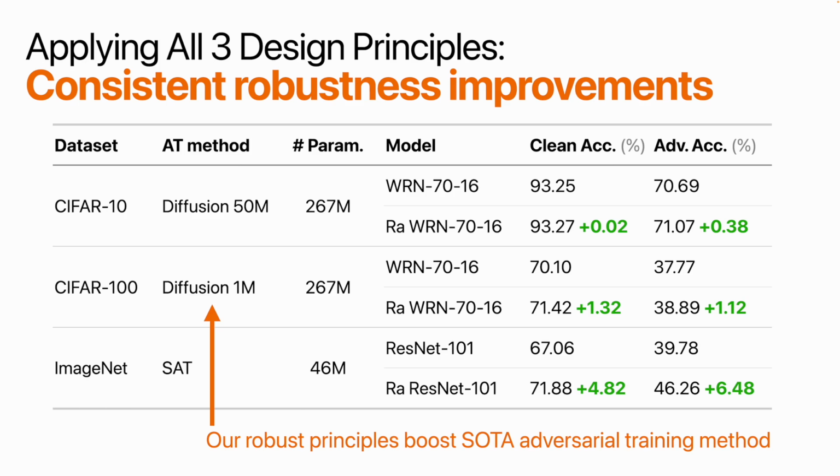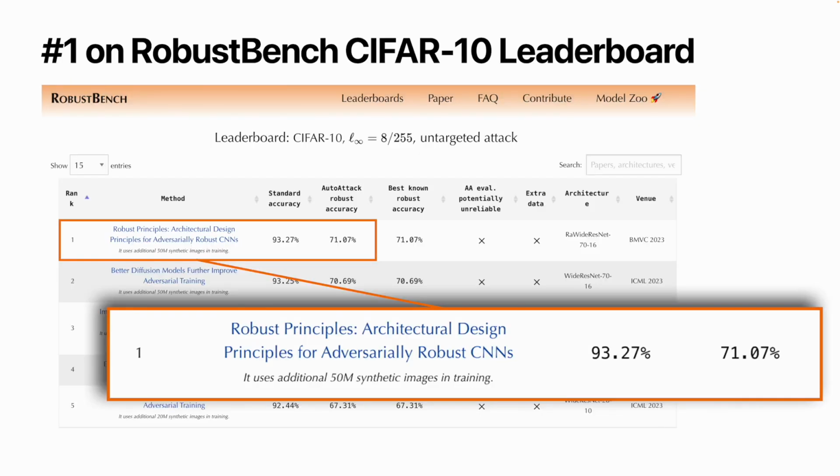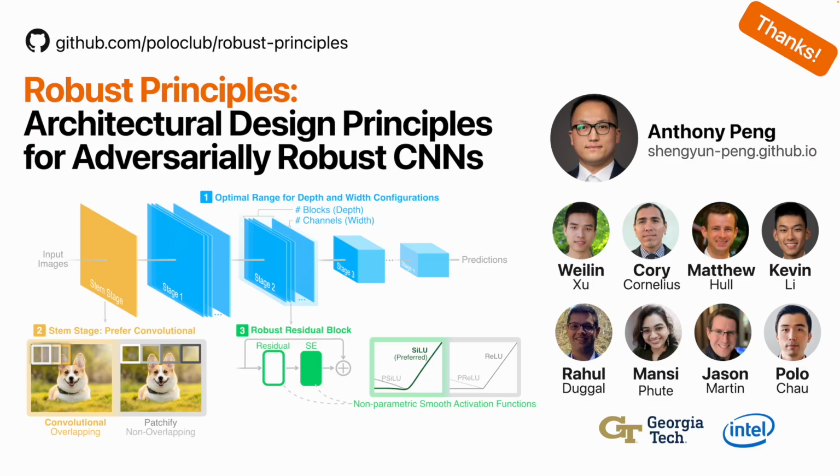Our findings unify prior work's divergent opinions on how architectural components affect robustness and highlight the benefits of exploring intrinsically robust architectural components. Our architecture currently ranks first on the RobustBench CIFAR-10 L-Infinity leaderboard, with a 71% AutoAttack robust accuracy. Our code is publicly available.